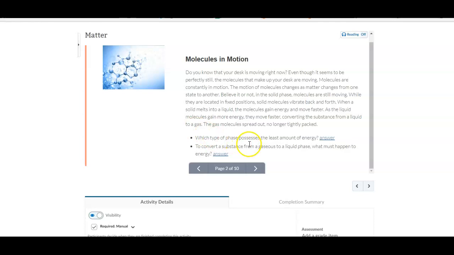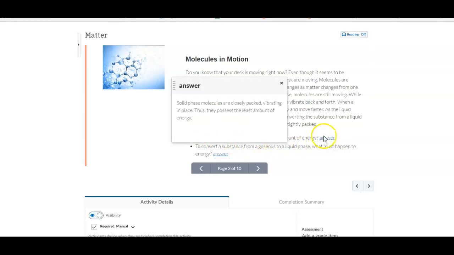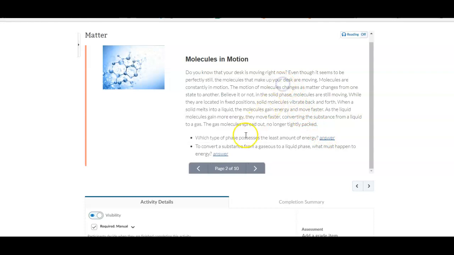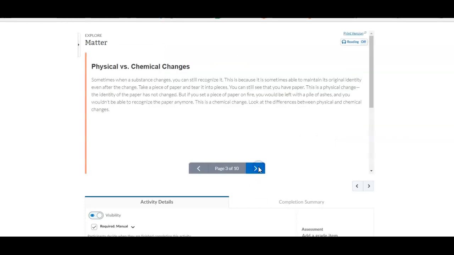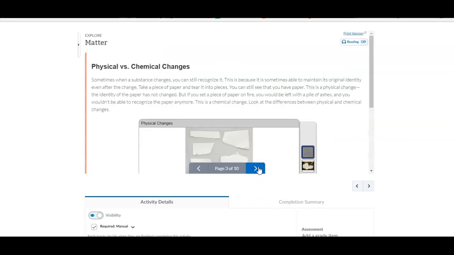So which type of phase possesses the least amount of energy? That would be a solid. They're tightly packed together. To convert a substance from a gaseous to a liquid phase, what has to happen? So think about gas, right? We have evaporated water like a cloud. And for that to go into a liquid, think about rain. What has to happen to that energy? Energy has to be released or lost. So it's going to go to a lower energy phase. So you may want to even write that out. Okay, so that answers question number 3.